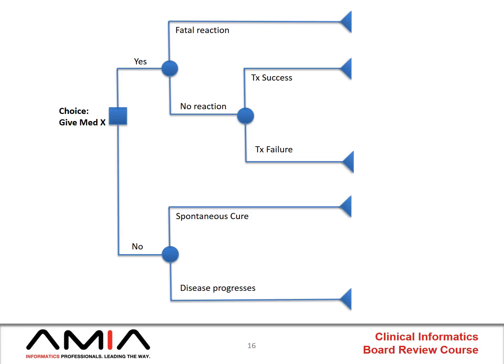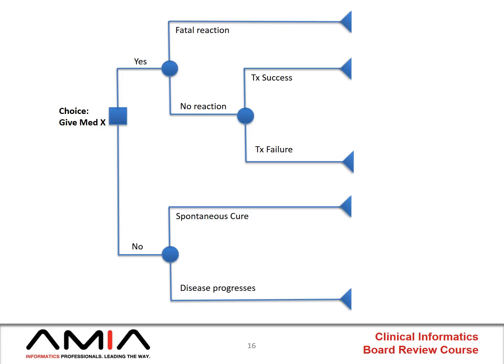You can see that the choice that's represented to us is to either give med X or not. And that's represented by the square node at the far left. The top branch of that represents the yes branch, and the bottom branch represents the no branch. Let's go with the bottom half first. If we don't give medication X, we reach our first chance node, which is represented by the circle. And here there is a chance that's out of our control of the patient either having a spontaneous cure or the disease progressing. And then you can see that the outcome nodes are at the far right, represented by the triangles.